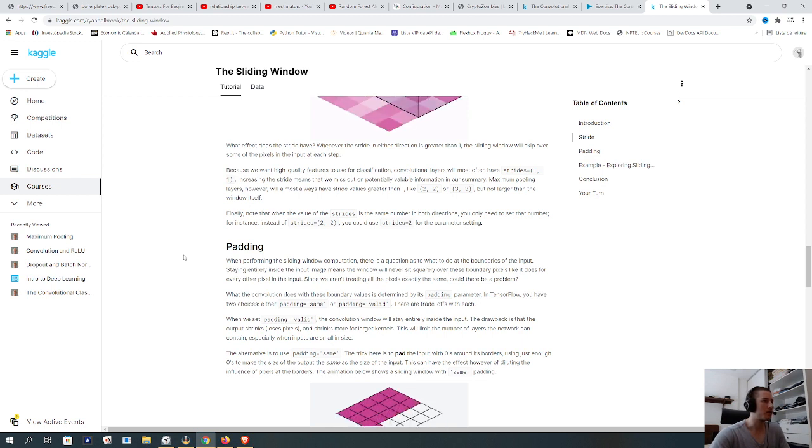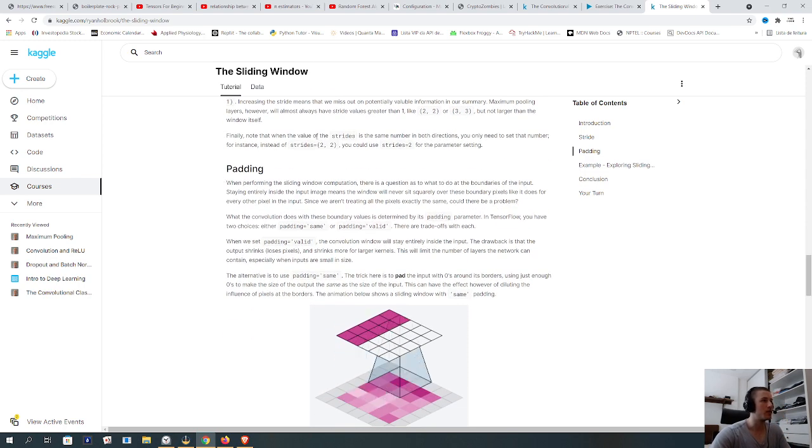Maximum pooling layers, however, will almost always have stride values greater than 1, like 2 by 2 or 2 by 3, but no larger than the window itself, obviously. Finally, note that when the value of the strides is the same number in both directions, you only need to set that number. For instance, instead of 2 by 2, you can use stride=2 for the parameter setting.